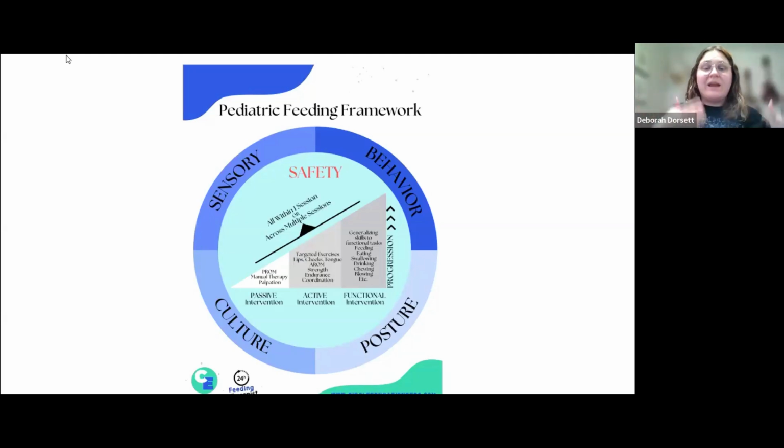And within that triangle, we have passive evaluation or passive interventions. We have active evaluation or active interventions. And then we have functional evaluation or functional interventions. So let's dive right in.